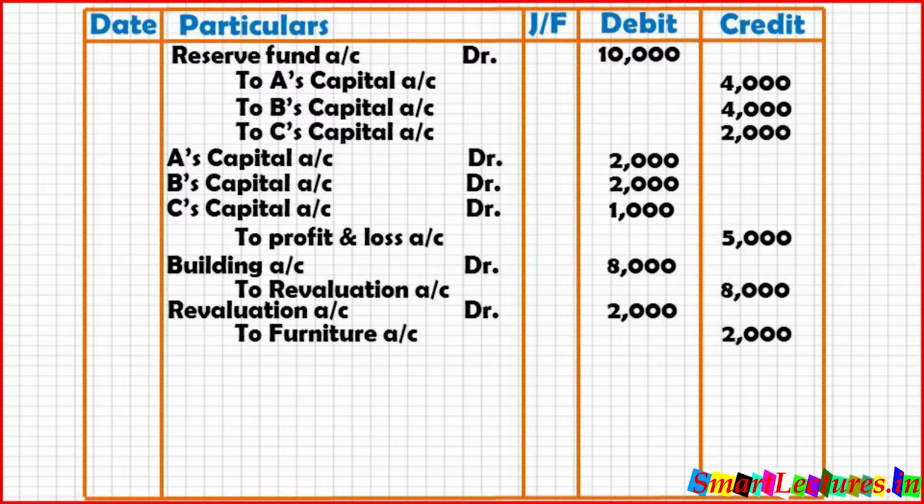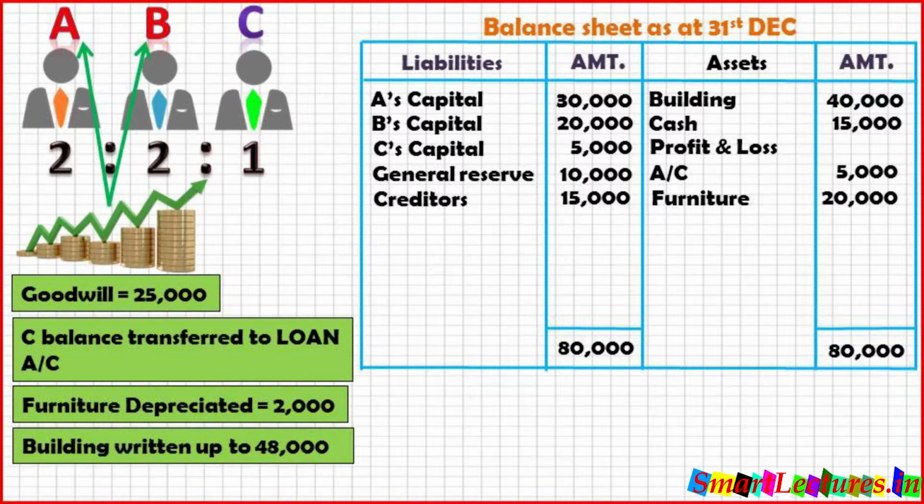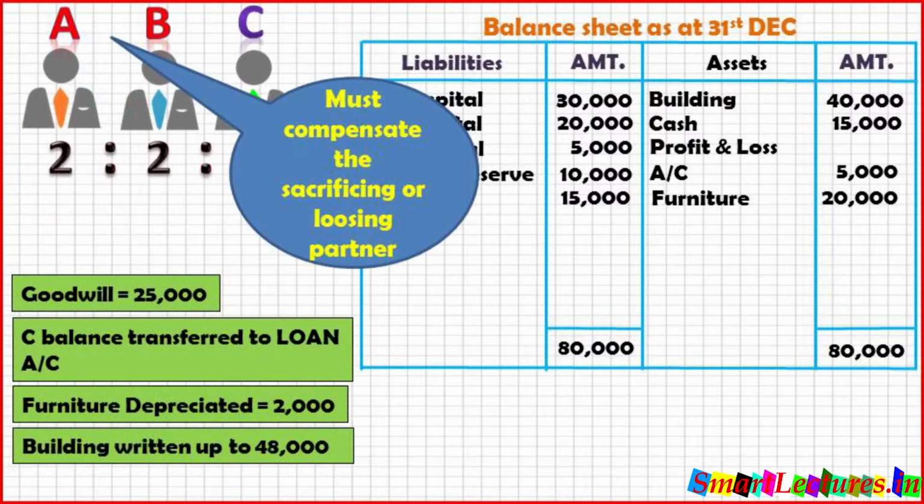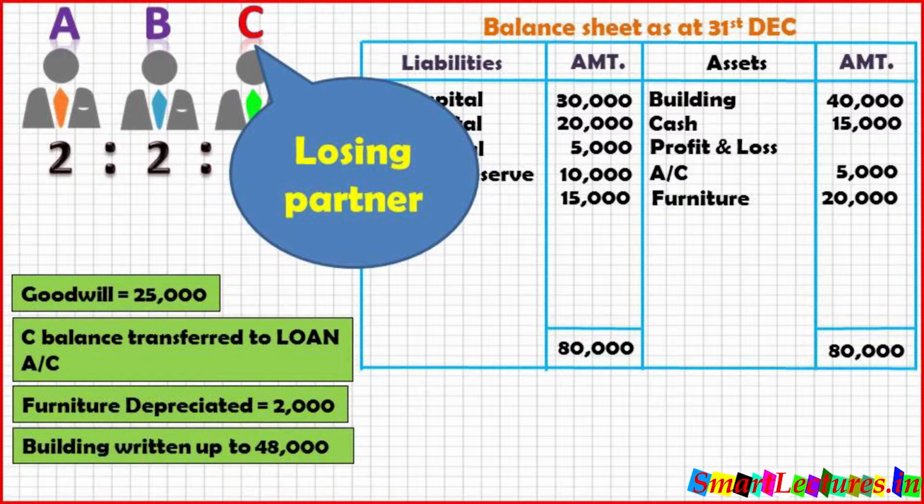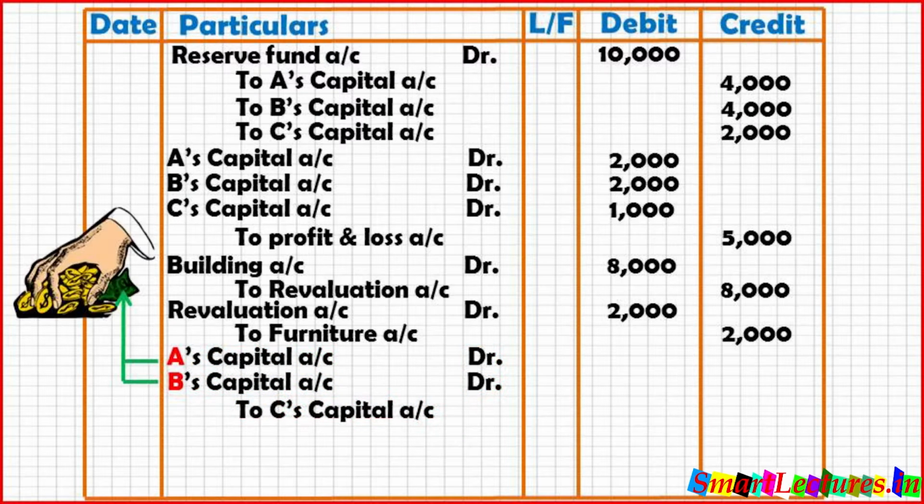Now this is the turn of goodwill. You know, whenever there is retirement, there is change in ratio. Whenever there is change in ratio, somebody loses, somebody gains. In this situation, C is losing and A and B are gaining. So the gaining partner must compensate the sacrificing or losing partner, who is C. So in this way, the journal entry will be A's capital account debit, B's capital account debit to C's capital account, because A and B are going to grab the share of C in future.